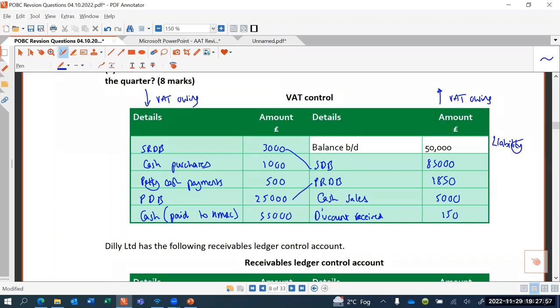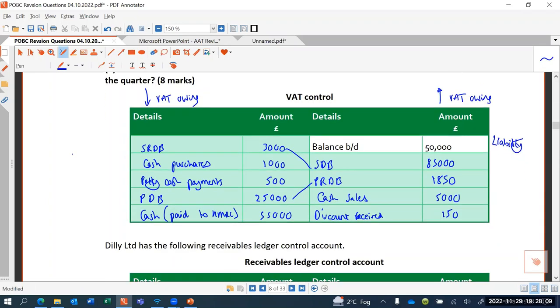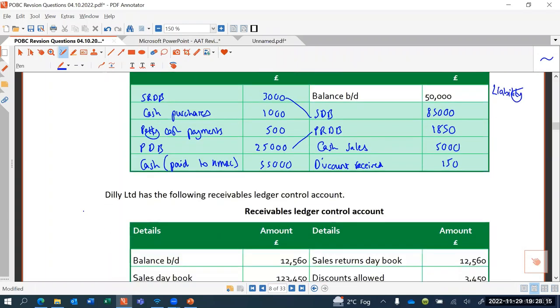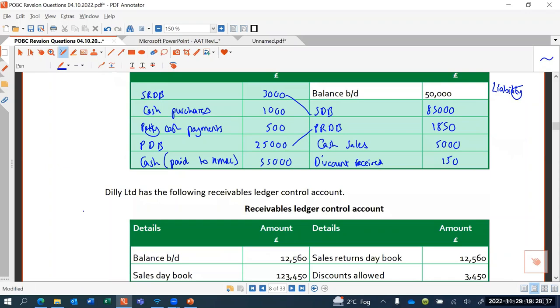And that was it for that one. It didn't ask us to balance it off. That one, it just said, put the entries in. So that was the end of it. No balance carried down, no totals, just enter it in the VAT control, which we've done. So out of the 10 marks available in this question, that's actually 8 of them already complete. So the bulk of the question is actually done already. So we've got a couple of bits left, each just worth 1 mark each.